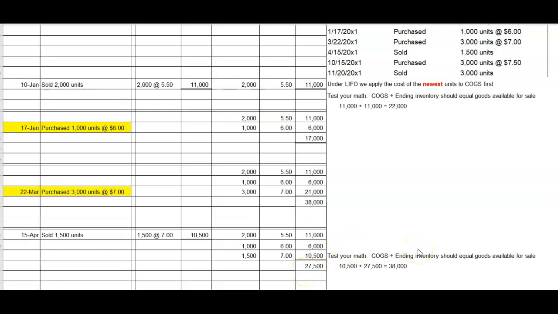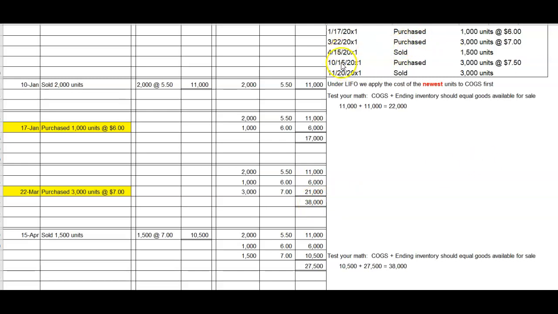Does the math work? Does cost of goods sold plus ending inventory equal goods available for sale immediately before the sale? And the answer is yes. 10,500 plus 27,500 does equal $38,000.